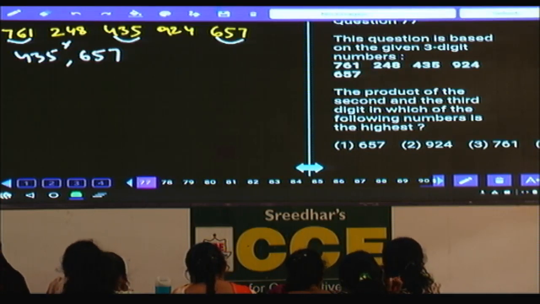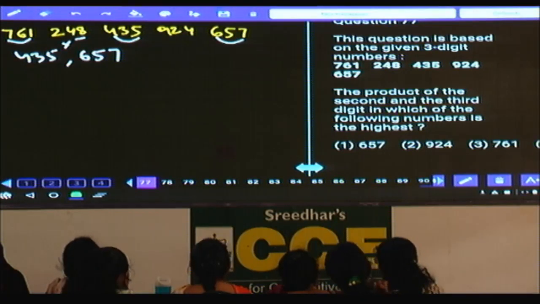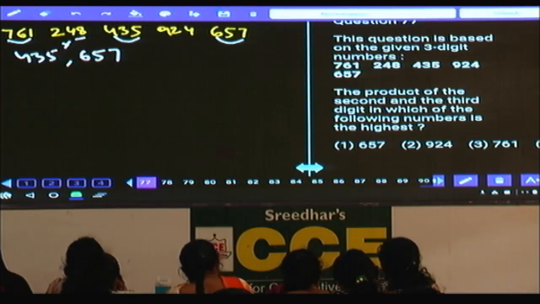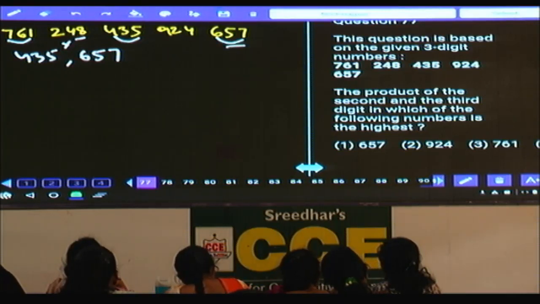Then 77. The product of the second and the third digit in which of the following numbers is the highest? Product of the second and the third. 6 into 1 is 6, 4 into 8 is 32, 3 into 5 is 15, 2 into 4 is 8, 5 into 7 is 35. Tell me what is your answer here? 35, that is choice 4, 435. Yes? Now in this one, 657, 5 into 7, 35, that is choice 1.